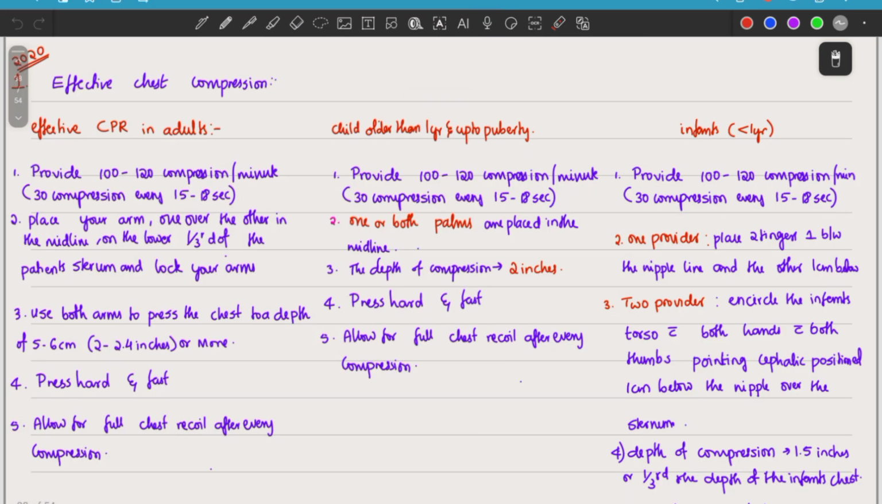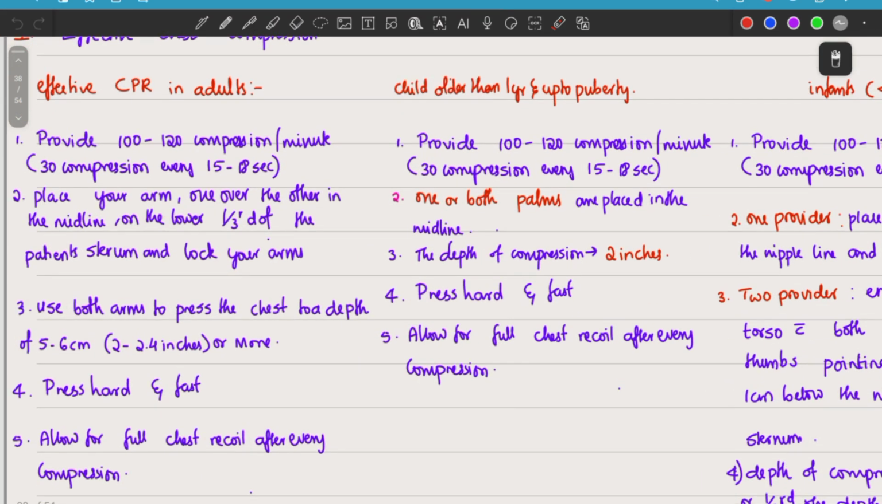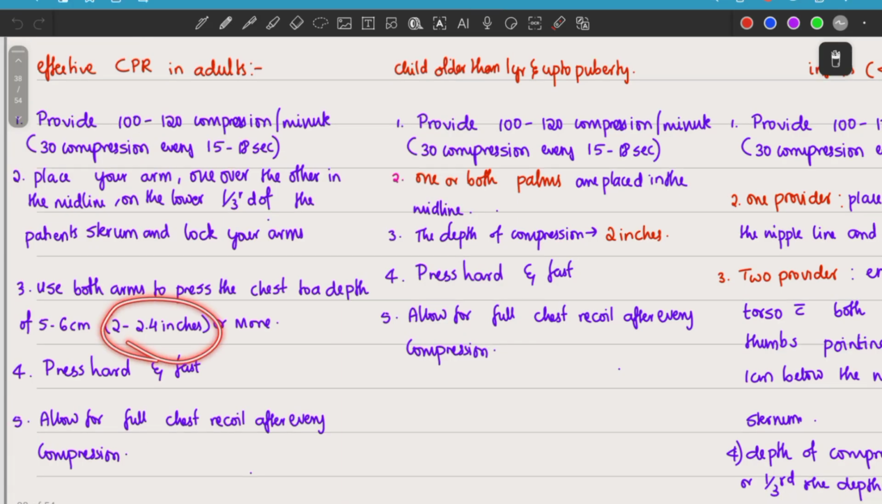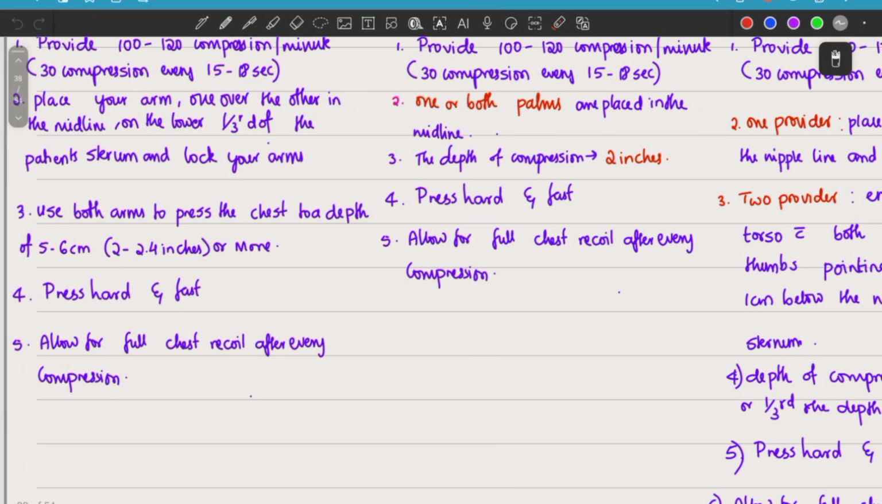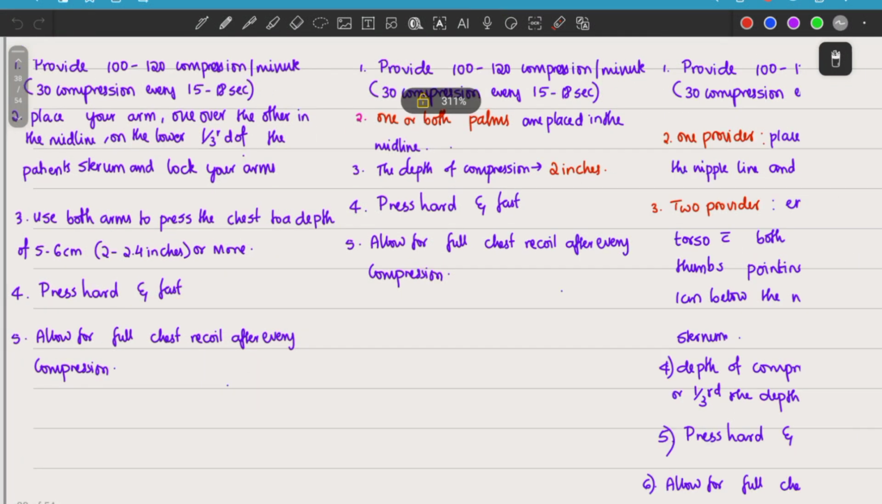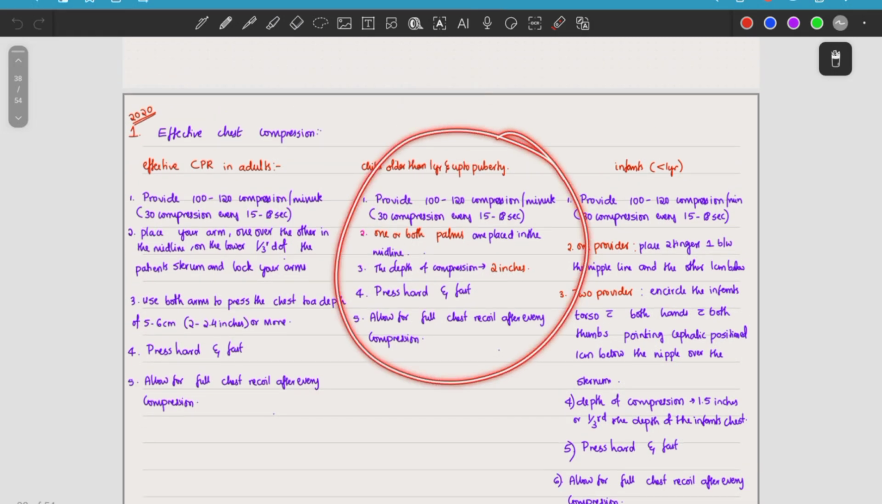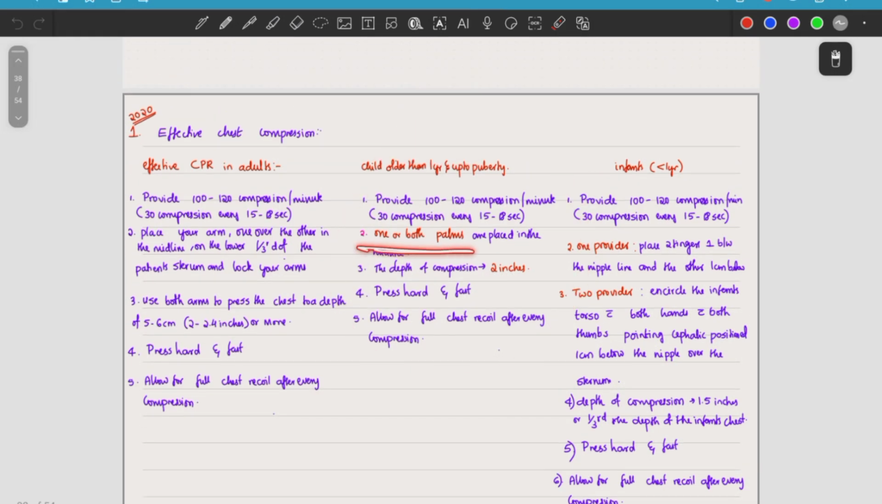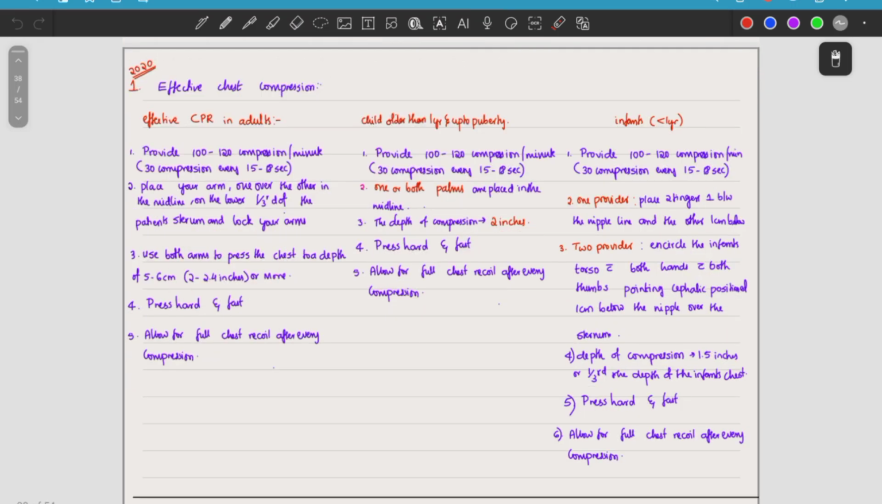Let's see. Provide 100 to 120 chest compressions per minute. Place your arms one over the other in the midline on the lower 1/3 of the patient's sternum. Lock your arms. Then use both arms to press the chest to a depth of 5 to 6 centimeter, that is 2 inches. Then press hard and fast and allow the chest to recoil completely. In children it's the same thing, but you keep one or both palms in the midline. Depth is 2 inches. Here in adults it's 2 to 2.4 inches.